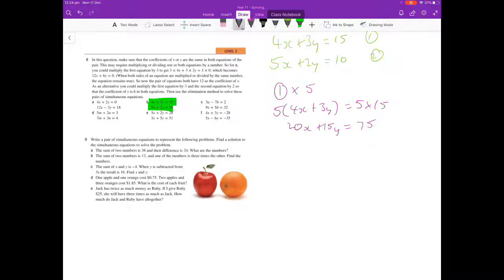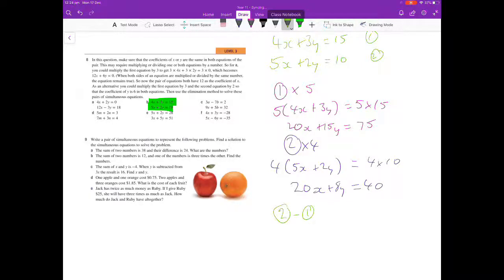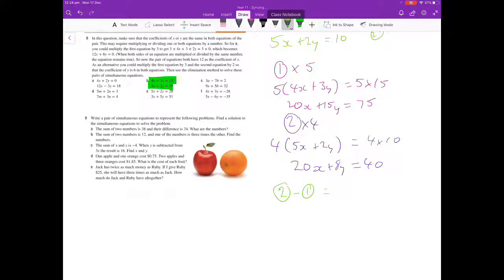And our second equation, let's jump over to the purple, grab equation 2, times him by 4, because 4 times 5 is of course the 20 that we're looking for. Times everything by 4. 20x plus 8y equals 40. Alright, and now we've got that, we can take the other one away.